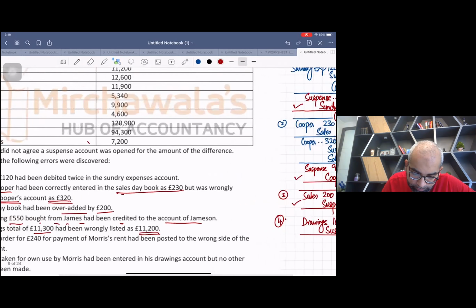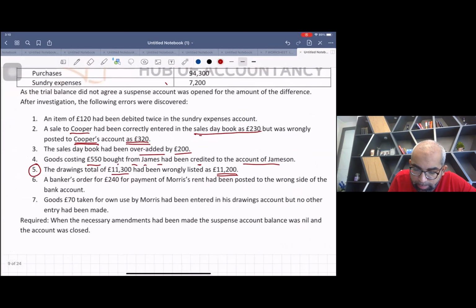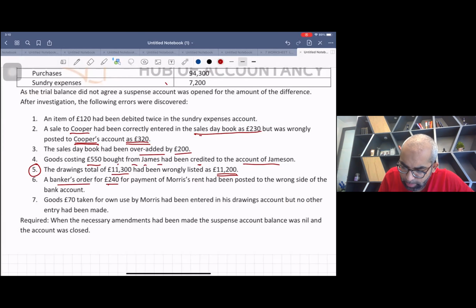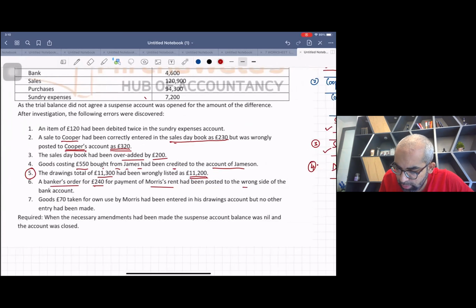Now next, number 6, a banker's order. Banker's order means standing order, easy wordings. You made payment through bank, simple, through cheque. You simply understand. You made payment through bank. 240 for payment of Morris rent had been posted to the wrong side of the bank account. Only the mistake is in the bank.